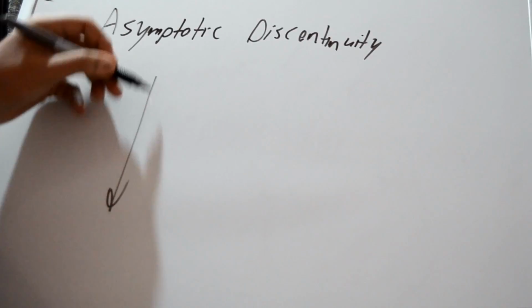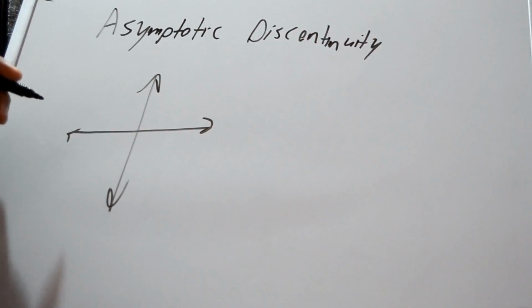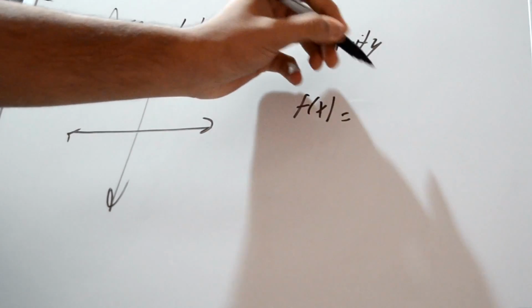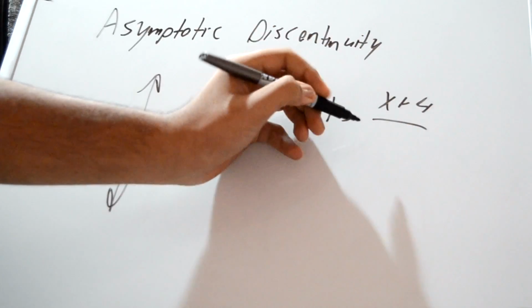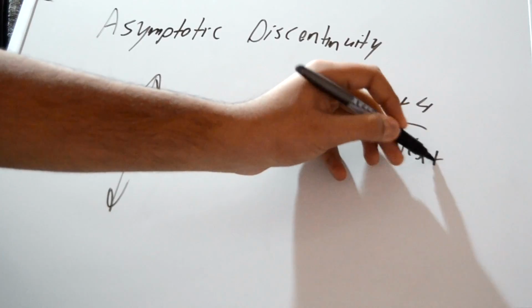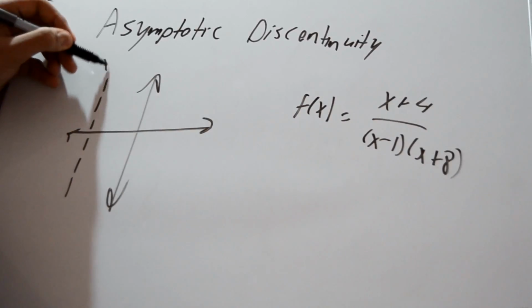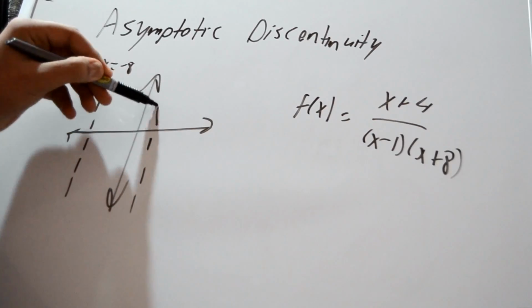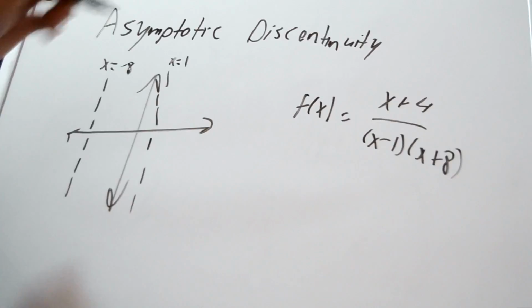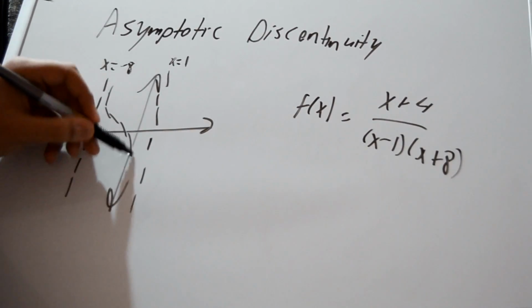The first one is an asymptotic discontinuity. That type of asymptotic discontinuity is when your graph, we'll call f of x, is equal to x plus 4 over x minus 1, x plus 8. And that's your function, and you'll see at x equals negative 8 and at x equals 1, there will be a vertical asymptote, and we'll say our graph goes like that.